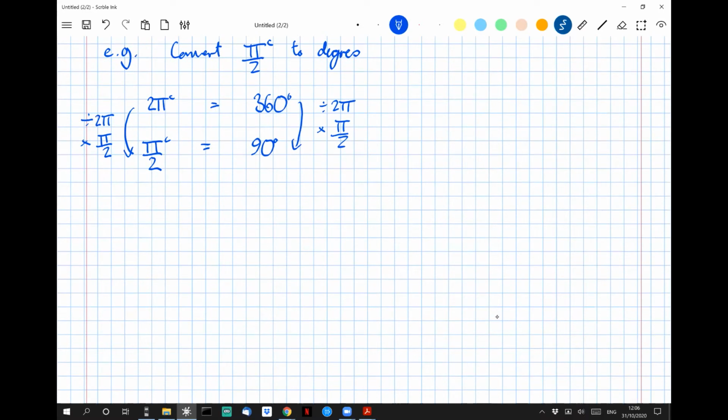One last one, e.g., convert 56.3 degrees into radians. Have a go at that. Then we'll move on.